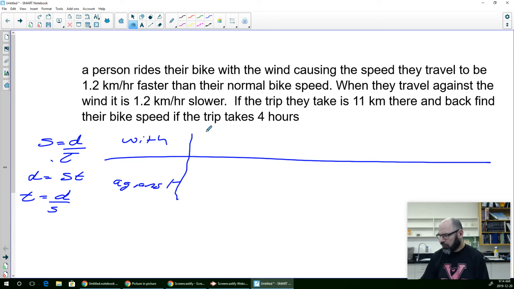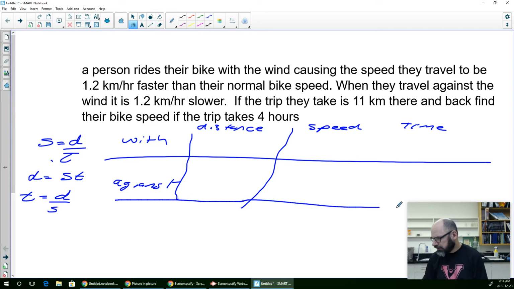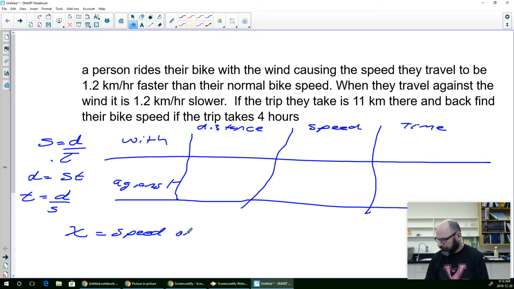So we know that we're going to have a distance, we know that we're going to have a speed, and we know that we're going to have a time for each case. Okay, so the first thing that we do is we want to find the speed that he has on his bike without wind. So let's say x equals the speed of travel on the bike.